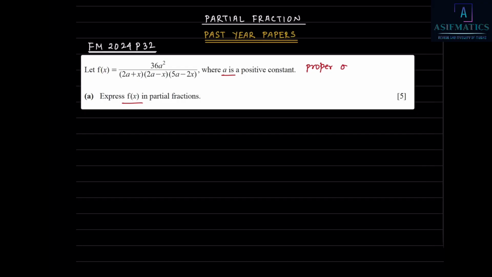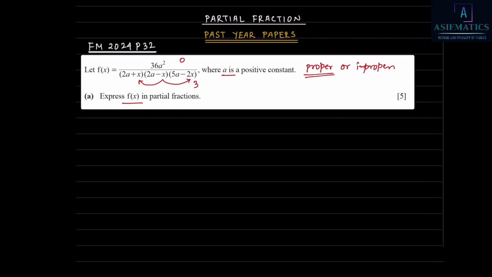Is it proper or improper? This is a very important check. So look at the power of x in the numerator. There is no x, so the power of x is 0. And in the denominator, we have these x's. If you multiply, you will get the power of x is 3. So 0 over 3, it will be a proper fraction. This is check number one.